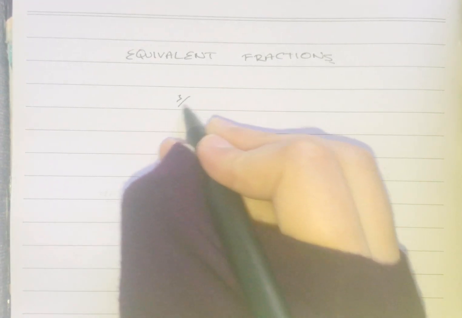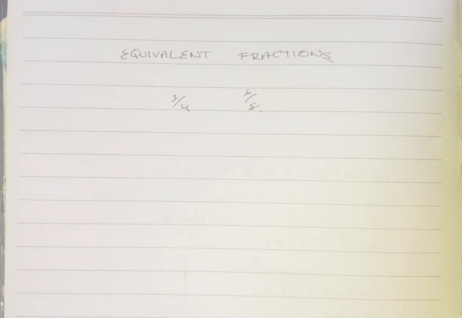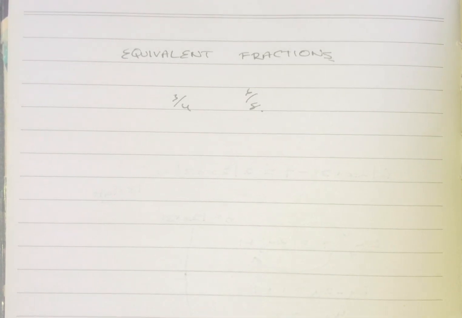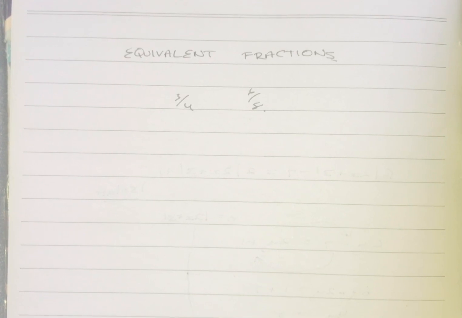Okay, so what are equivalent fractions? These are fractions which have the same value but are written using different numbers. For example, we have 3 over 4 and 6 over 8. These are called equivalent fractions. They have the same value but are written as different numbers. So why do we say they have the same value?